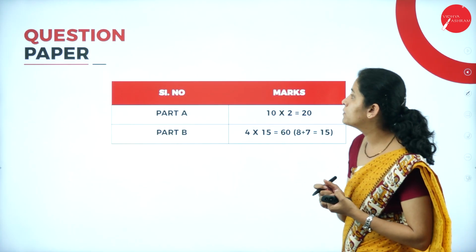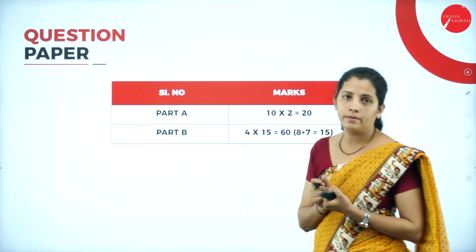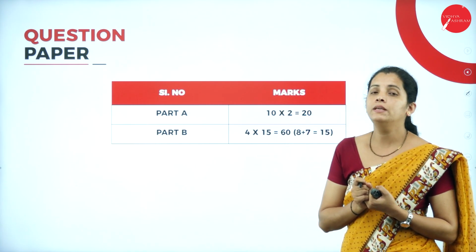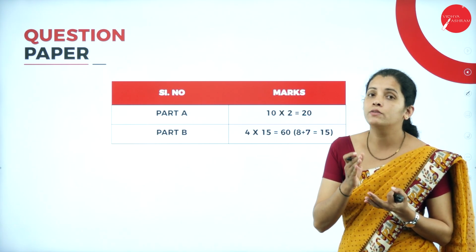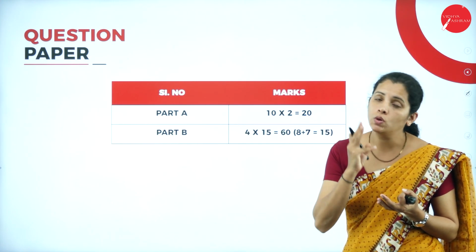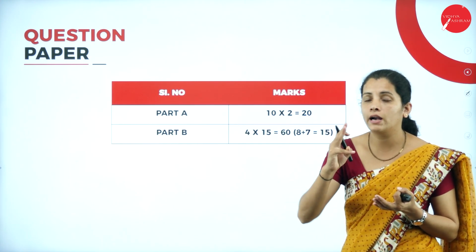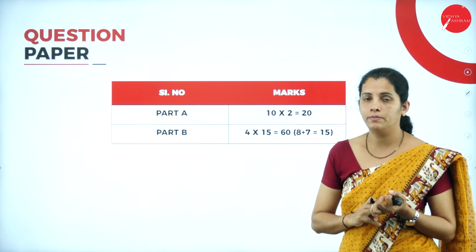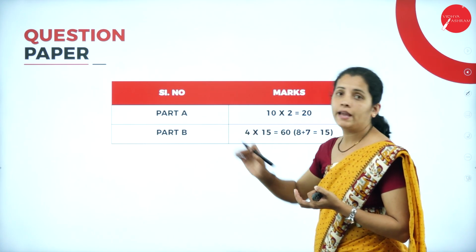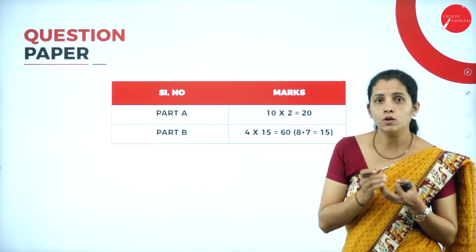Moving further, I am going to have the question paper pattern. That means in this subject, we are going to have 2 sections, that is part A and part B. In part A, I am going to have 12 questions.